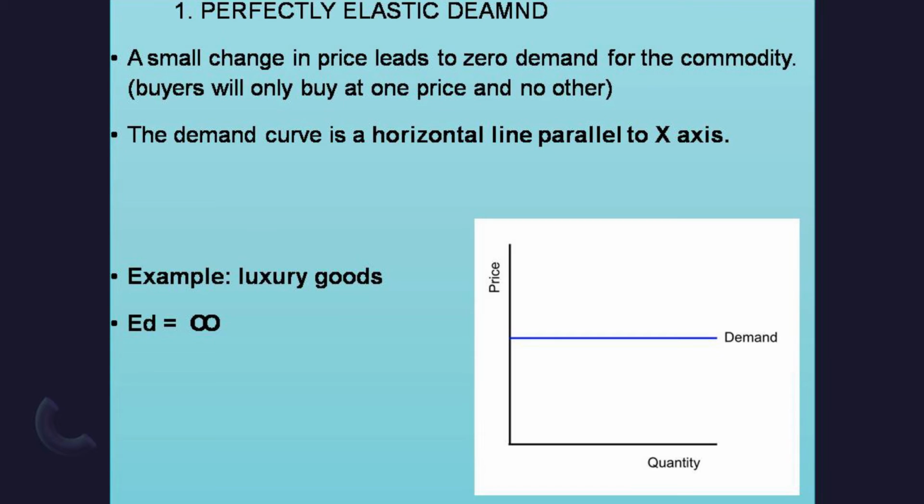So the demand curve for this perfectly elastic demand is a horizontal line parallel to the x-axis. The example for this is luxurious goods, and the elasticity of demand for any perfectly elastic demand curve commodity is infinity. So ED is denoted by infinity. Whenever we are solving a question and ED comes out as infinity, it indicates the demand for that commodity is perfectly elastic.